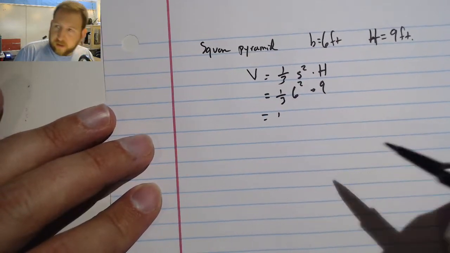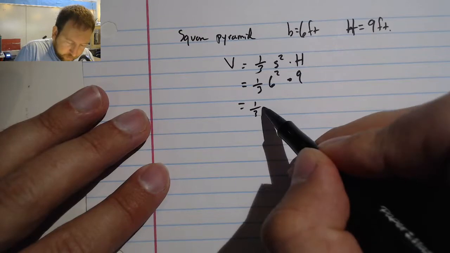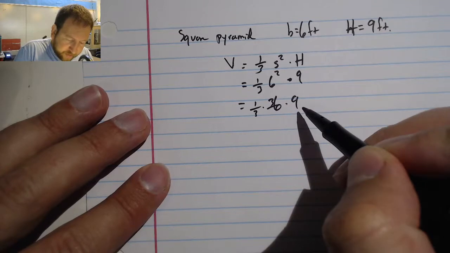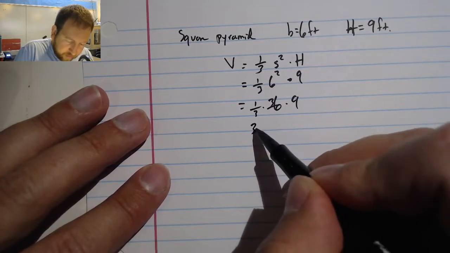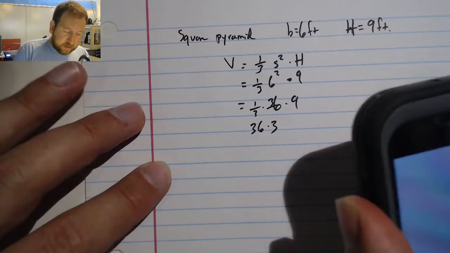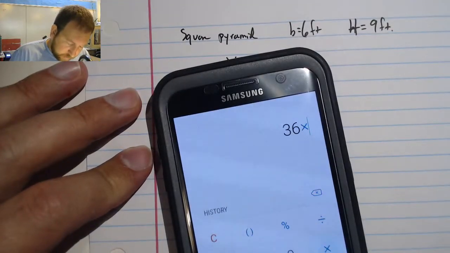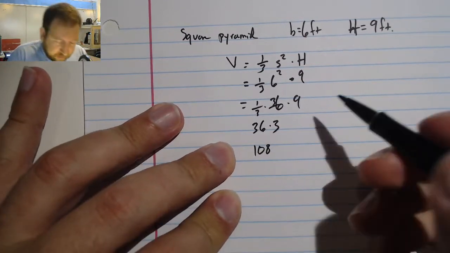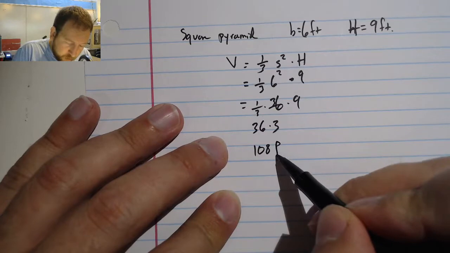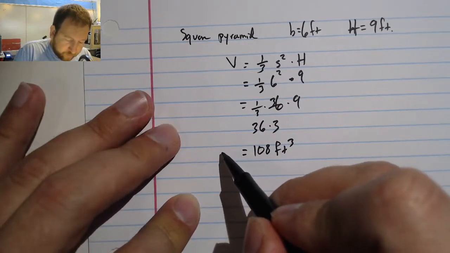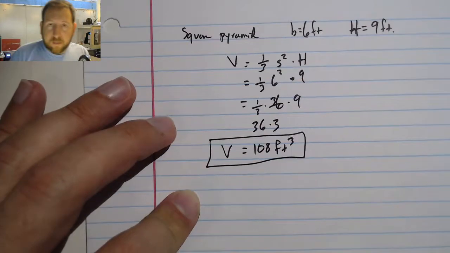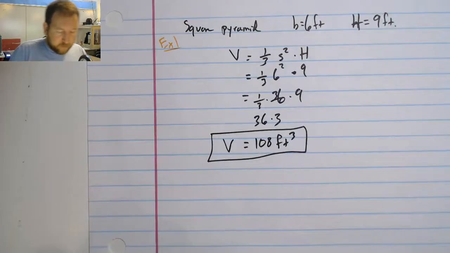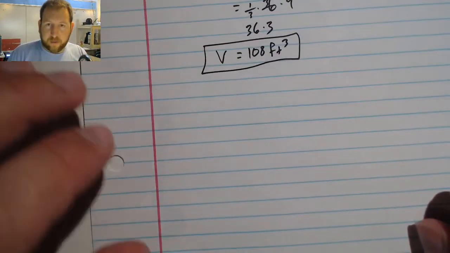Remember, I have to do my squaring first. 1/3 times 36 times 9. I'm going to do my 1/3 times 9. So I have 36 times 3. And 36 times 3 is 108. And of course I should have put my units in there, but because I am solving for volume, I will be in feet cubed. Make sense? That's example 1. I hope that works. I'll do one more, and I'm going to do the trickier one, the triangle pyramid.